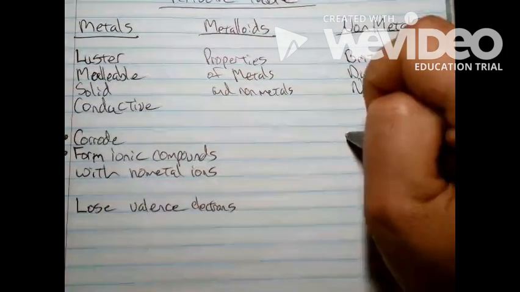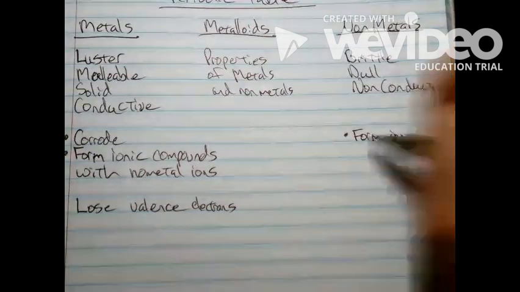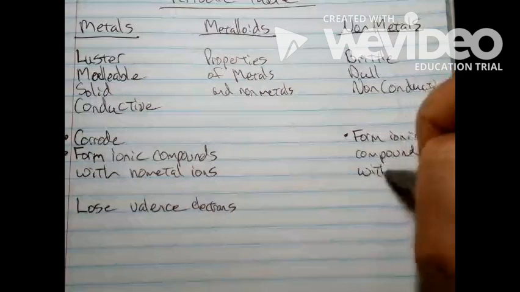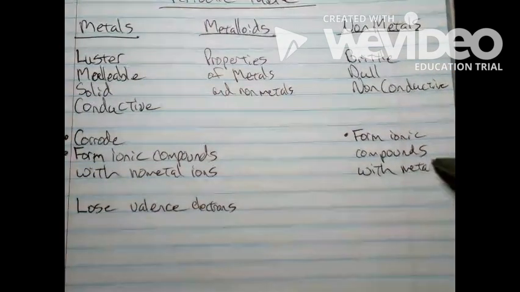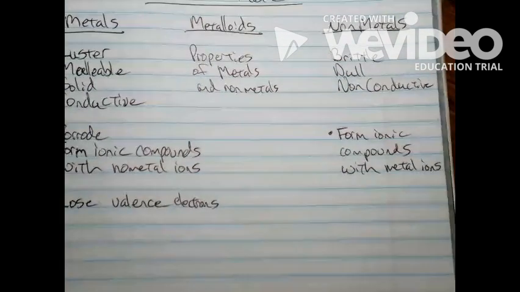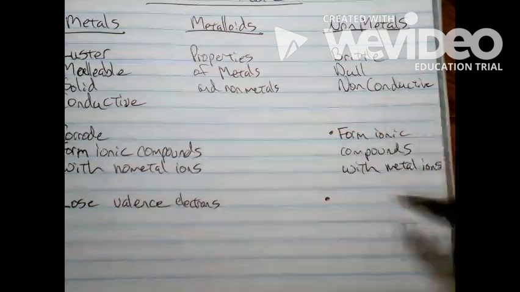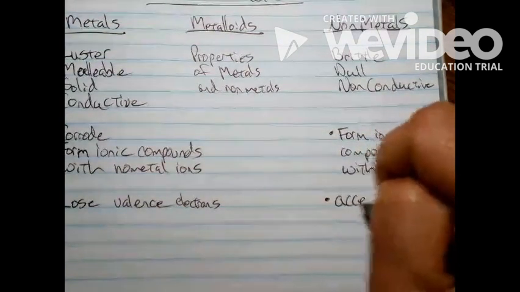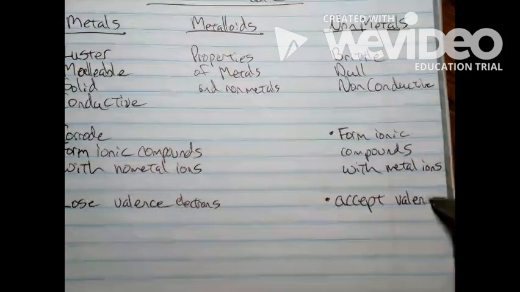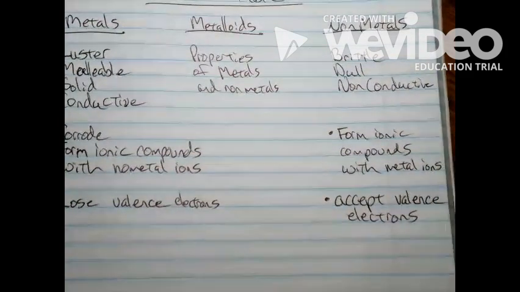Your nonmetals, they form ionic compounds with metal ions. They form ionic compounds with metal ions. And the reason this happens is because they accept valence electrons. So they accept valence electrons.